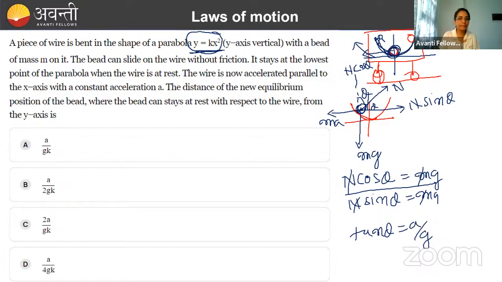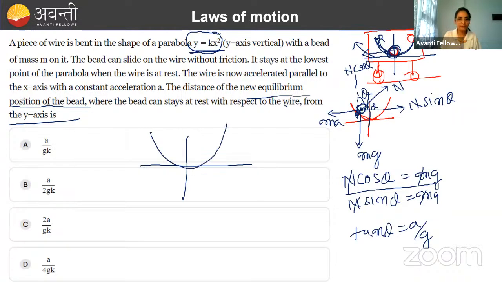But we have to calculate the distance of the new equilibrium position of the bead, where the bead can stay at rest with respect to the wire, from the y-axis. Distance from the y-axis means, if I draw the diagram again clearly, the question is asking, if the new equilibrium position is this, then it is asking about this distance, right? Distance of the equilibrium point from the y-axis. So it's asking about the x coordinate of this point, right? So how will we do that? We have got tan theta equal to a by g. Can we do something with tan theta here? Can we calculate tan theta in terms of x?